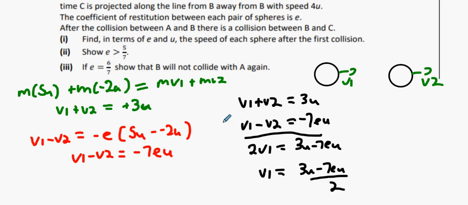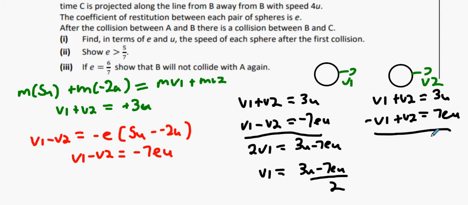I'm going to do the simultaneous equation again, multiplying the bottom one by minus 1. And when I do that, V2 is exactly the same answer, except instead of minus, it's plus 7EU. Right. Hopefully you got through that section reasonably unscathed. Is everybody happy with those first two answers for C1 and C2? You're all with me? Alright, great.